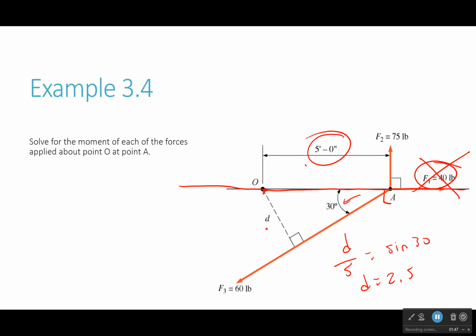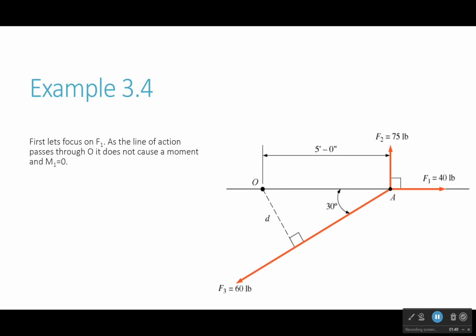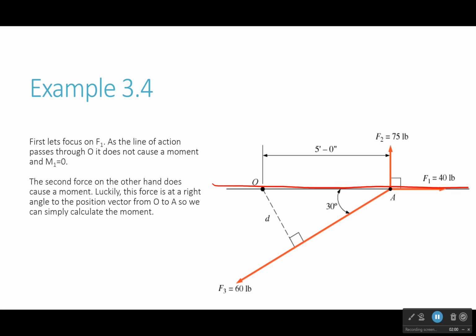Okay, now let's check and make sure I did it correctly. So first off, F1, line of action passes straight through that. We have this infinitely long line in either direction, and it hits point O, so no moment. Second force does cause a moment, but luckily it's perfectly perpendicular, so there's no trig involved. It's a perpendicular force to this perpendicular distance. And so it'll be 5 times 75.